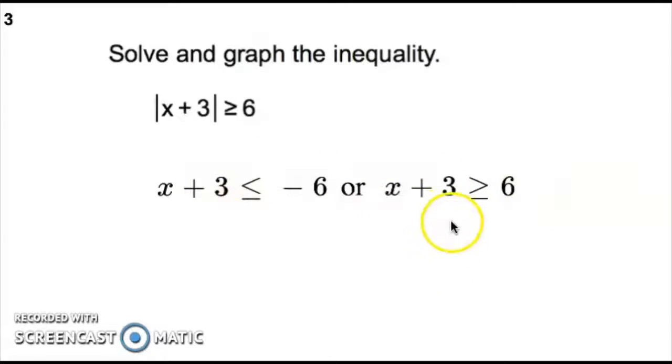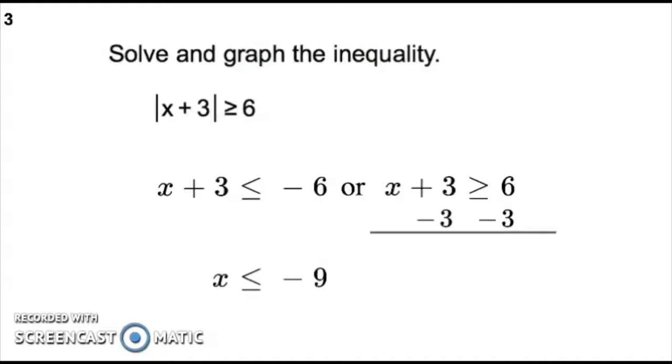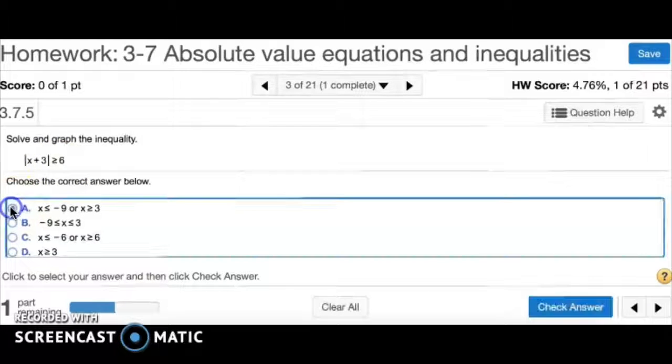The absolute value bar is gone. Now we solve both of these equations. Subtract 3 on both sides. You'll get x is less than or equal to negative 9. Subtract 3 from both sides on the second one. You'll get x is greater than or equal to 3. So we have x is less than or equal to negative 9, or x is greater than or equal to 3. So let's graph it. So looking at our choices, we'll choose A.